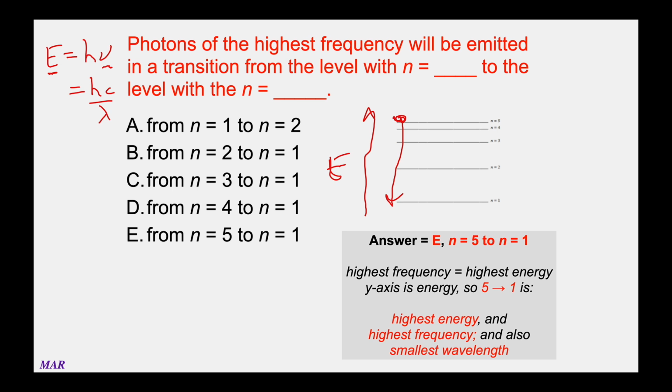So the biggest arrow is the biggest gap between the levels, and because it's an energy axis, that means the 5 to 1 would have the highest energy transition. And then because energy and frequency are proportional to each other, highest energy would mean highest frequency. So 5 to 1, highest frequency because it's highest energy. That would also correspond to the smallest wavelength, but we're not really talking about that in this problem.